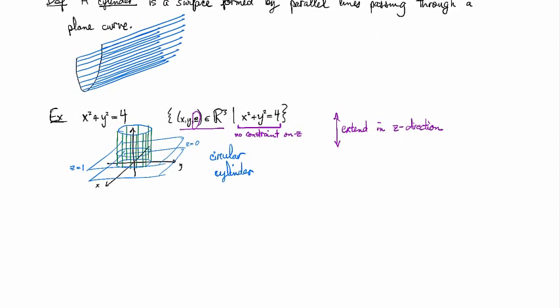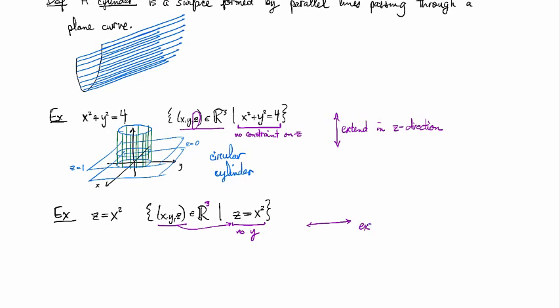And let's do another one real quick. So if I asked you to sketch z equals x squared, then actually we're looking for all of the x, y, z points in R3 such that the third coordinate is equal to the square of the first coordinate. And once again, you say, oh, we're looking in R3, but not all three coordinates show up over here. We have no y. And that tells you that it's going to extend in the y direction.